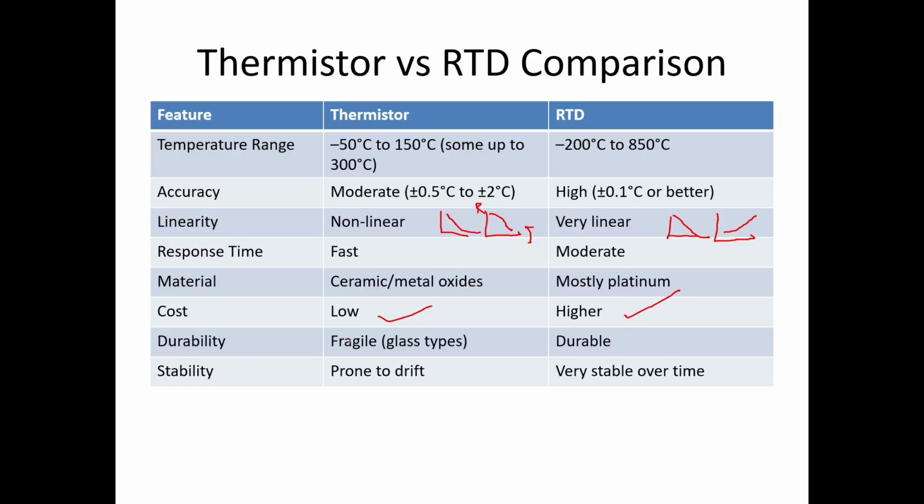For durability, the thermistor is fragile because it is made from glass just now. For RTD, it is more durable because there is no glass to be broken. For stability, the thermistor is prone to drift, also connected to linearity. But for RTD, it is stable over time.